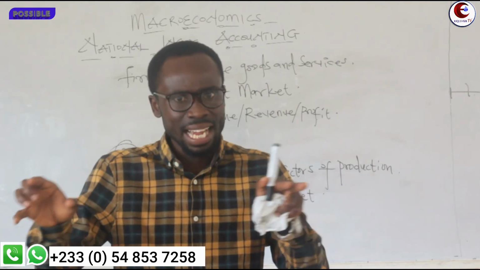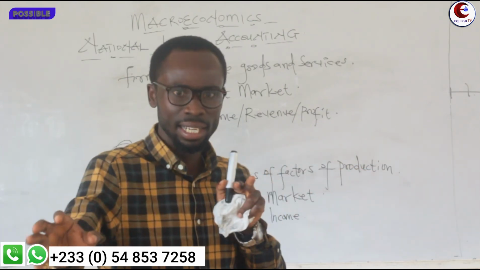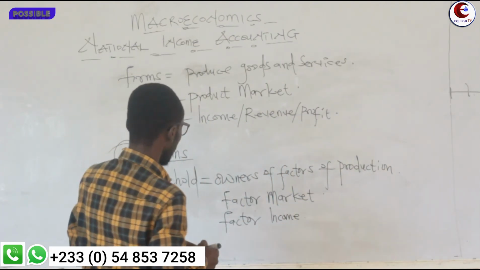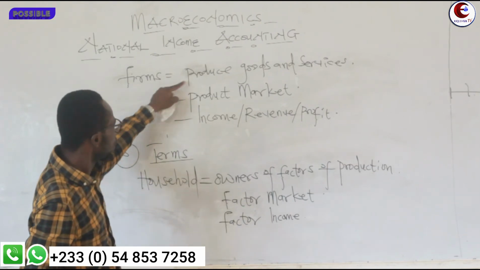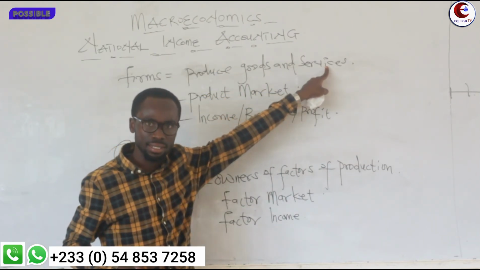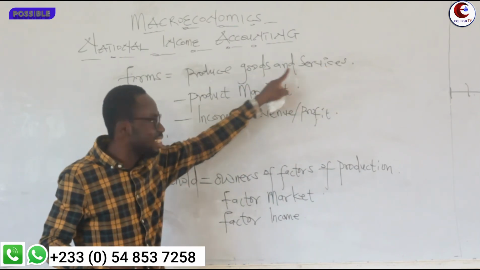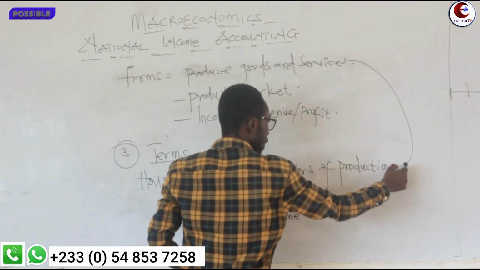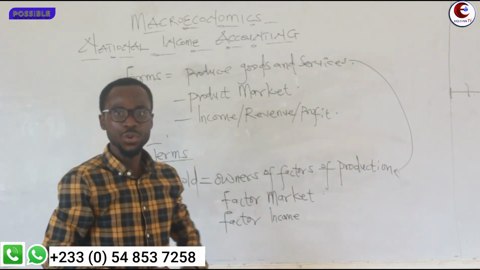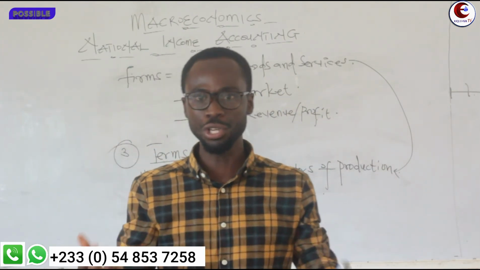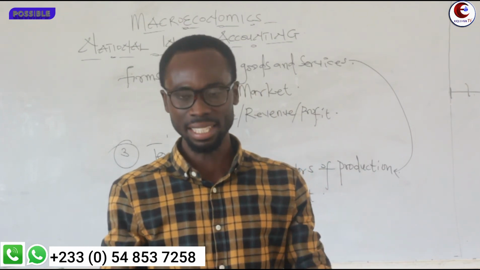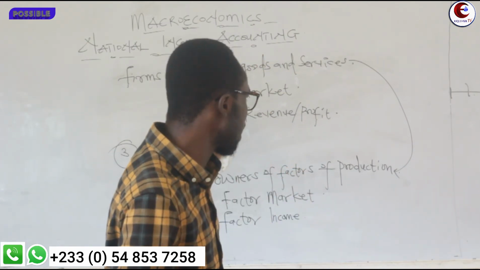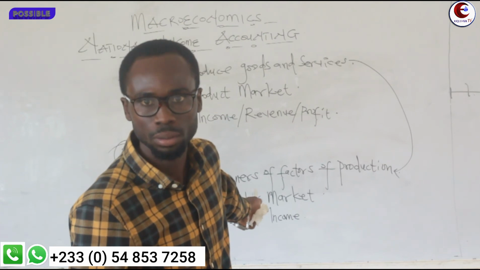Now let us look at the transactions or the relationship between the household and the firms. We could see that the firm produces goods and services. And when they produce these goods and services, they sell these goods and services to the household. So you and I, we consume goods and services. And these goods and services are being produced by the firm. So we are saying that goods and services are being sold to the household.